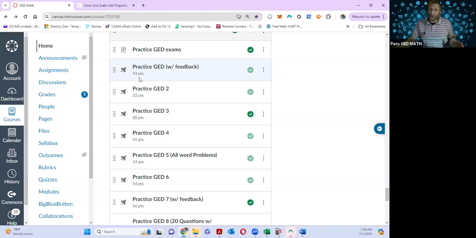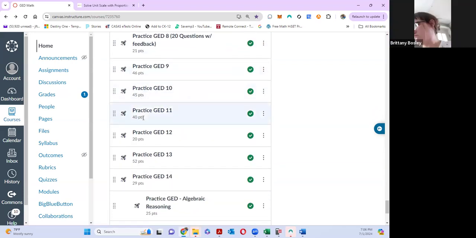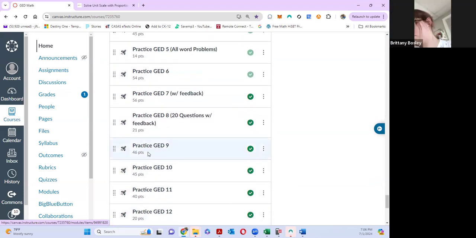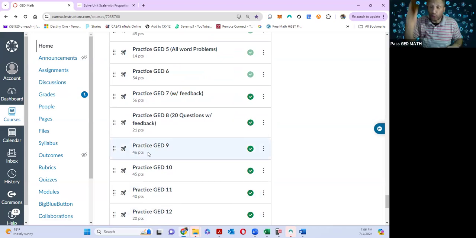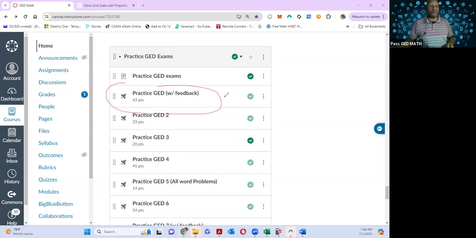Why? Because when you see the 43, the 45, the 54, the 56, the 46, the 45, the 40, the 52, those are full GED exams. That will give you a good indication: do I know this material? And you will also see that it says with feedback. Any ones with feedback, that's the ones I would tell you to take first. Why? Because the ones with feedback are going to show you how to do whatever problem you got wrong, either with a video or text. So then you go through, use that feedback, make sure you understand it, take it again, and work through the problems again.